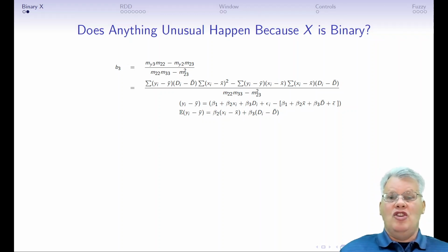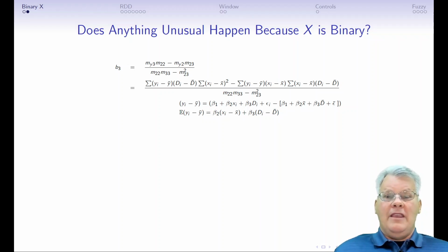So the first expansion, as always, when we have a computation like this, what we want to do is substitute for the dependent variable y its population regression function definition. So yi is equal to beta 1 plus beta 2 xi plus beta 3 di plus the stochastic disturbance term epsilon i. And then y bar, the sample mean, would be beta 1 plus beta 2 x bar plus beta 3 d bar plus epsilon bar.